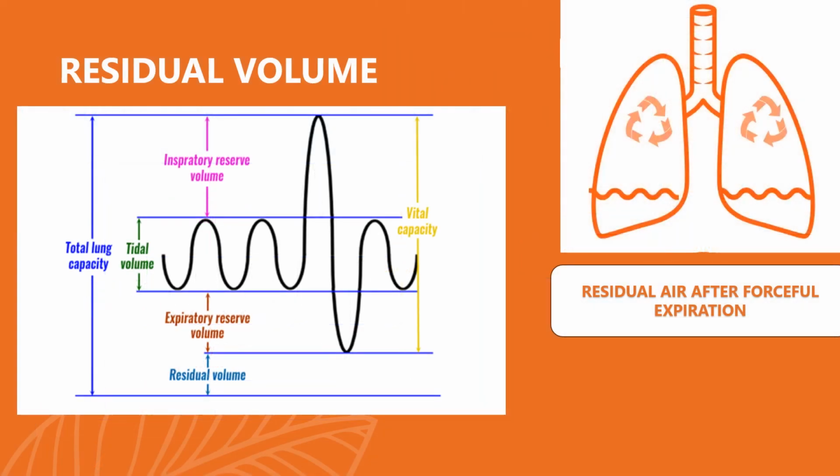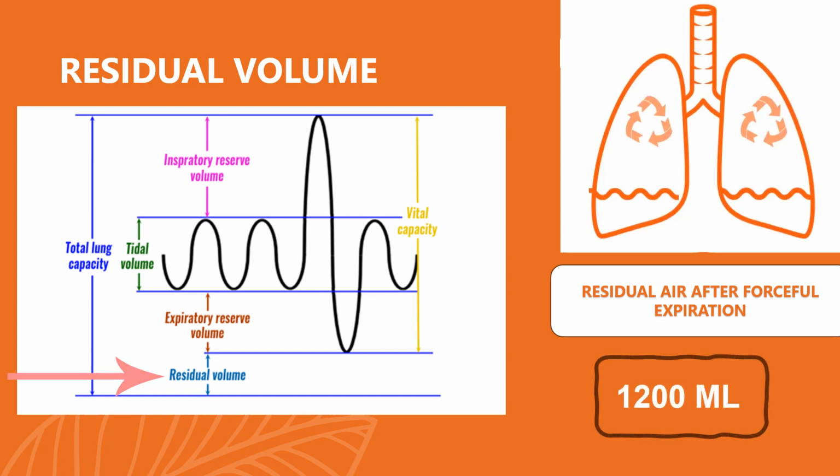Last one is the residual volume. Even after forcefully expiring air, there is still some amount of air that remains within the lungs, and that cannot be expired out, and that is called as the residual volume. You can see in the spirogram, it takes up the bottommost portion. How much is the residual volume? It is 1200 milliliter.